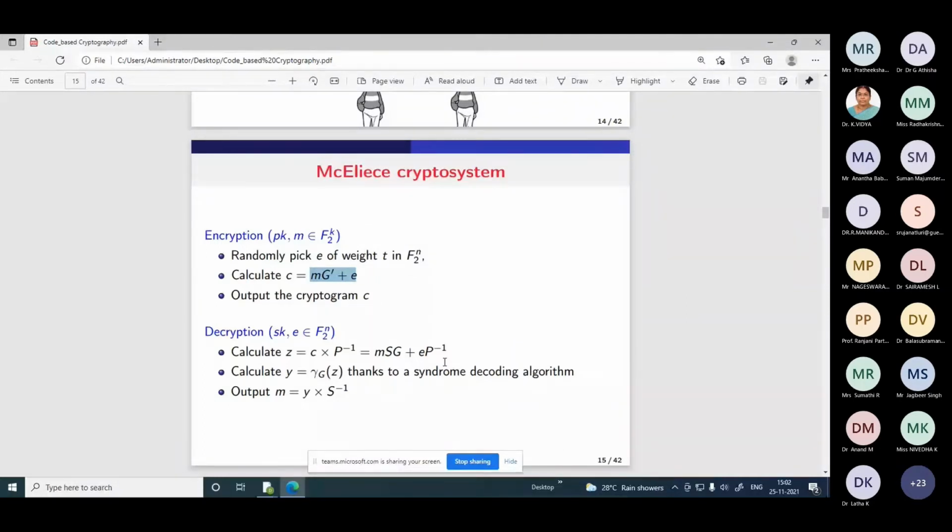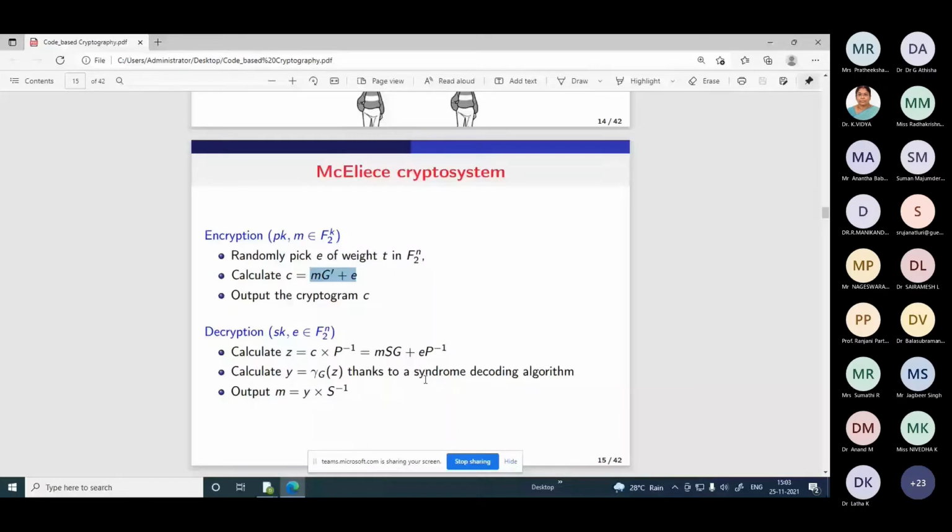It won't change any values. And P inverse is also again a permutation matrix, so the weight of the error vector remains the same. When you have a vector of weight at most T, that can be easily decoded by the decoding function of the Goppa code, right? So with this, you have a decoding function.